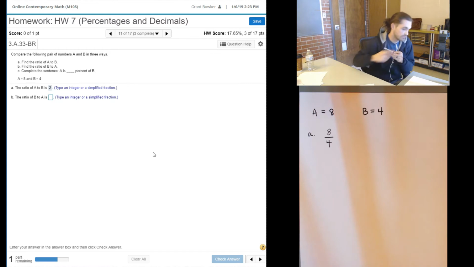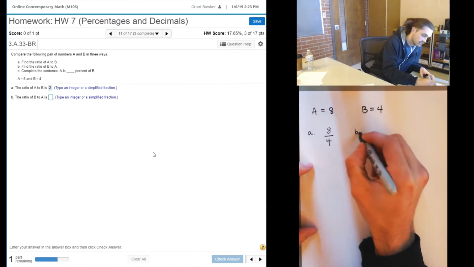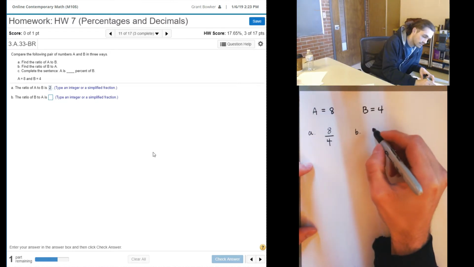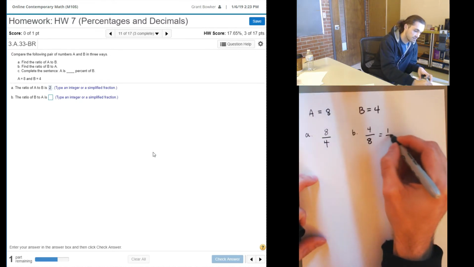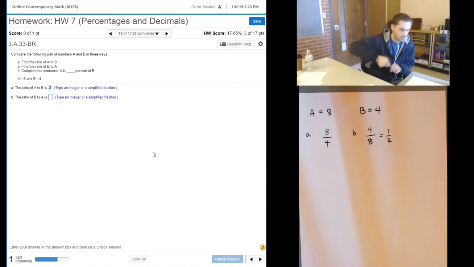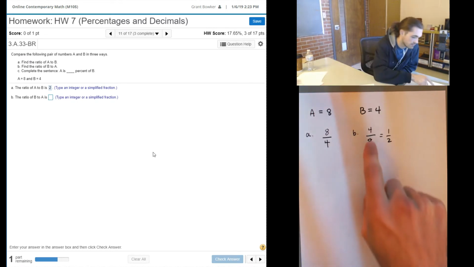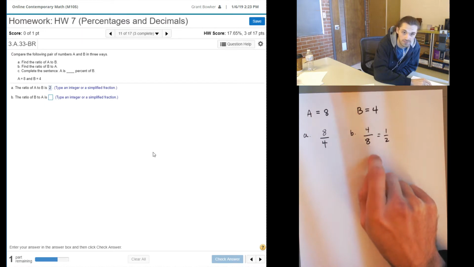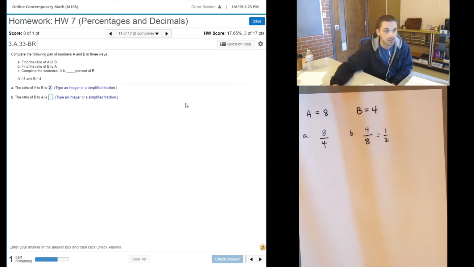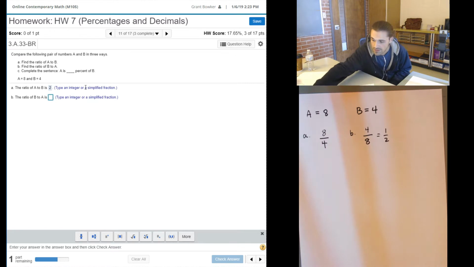The ratio of B to A, so part B, we want B to A, so that'd be 4 over 8, which simplifies to a half. Divide the top by 4, gives you 1. Divide the bottom by 4, gives you 2, hence the 1/2. Integer or simplified fraction, 1 divided by 2.